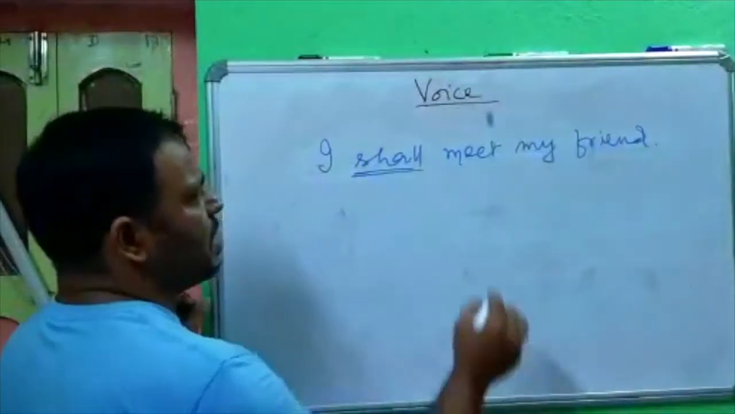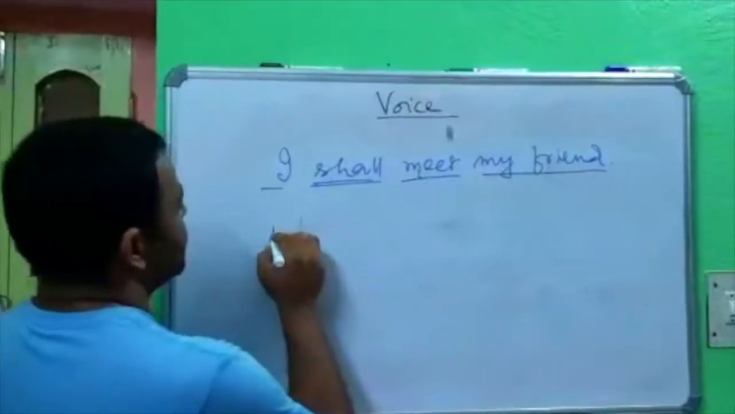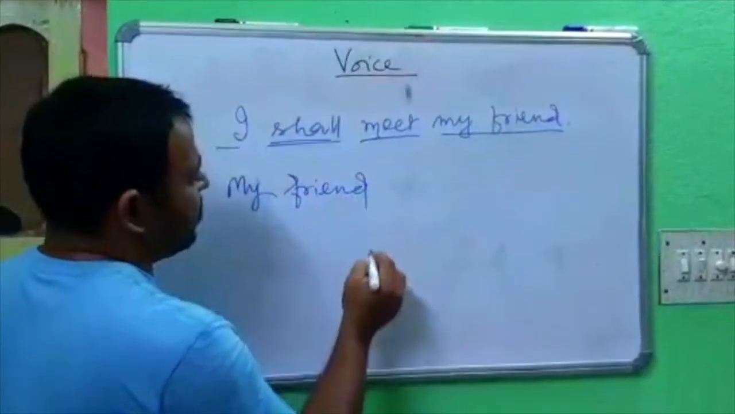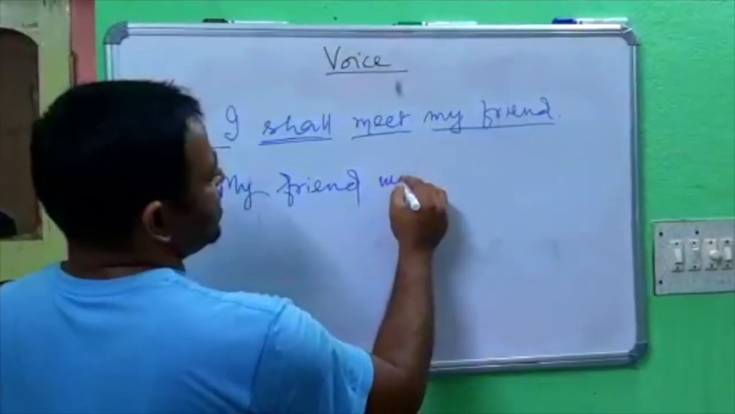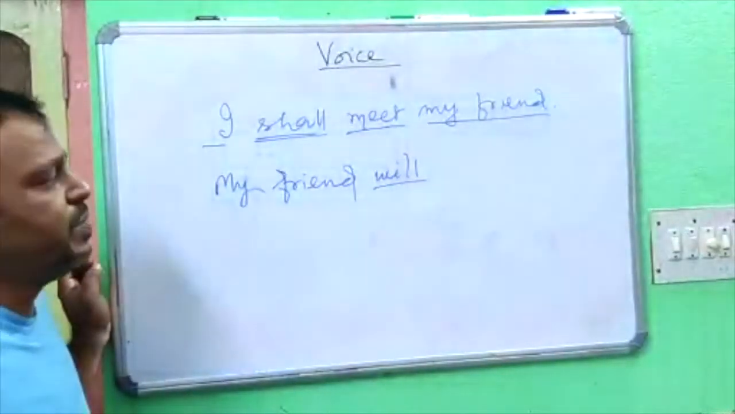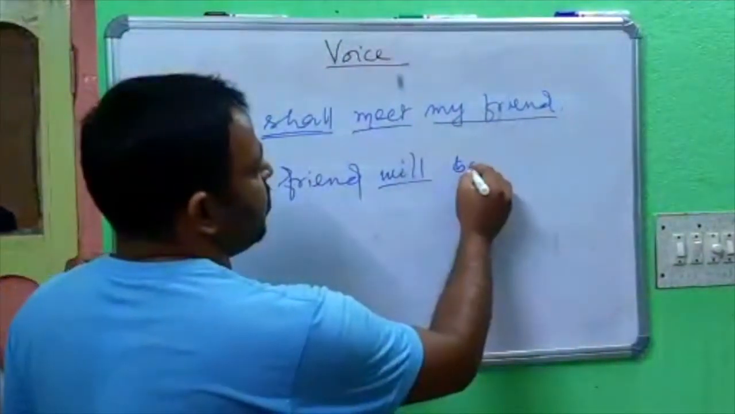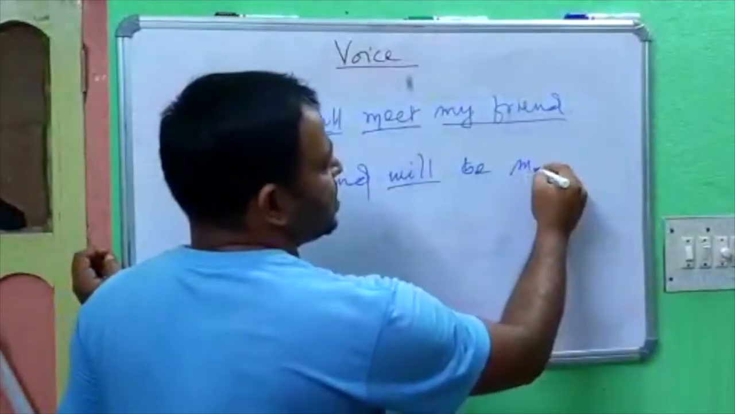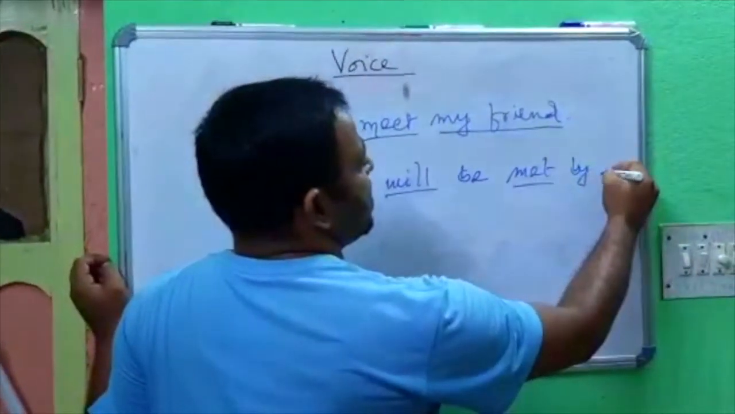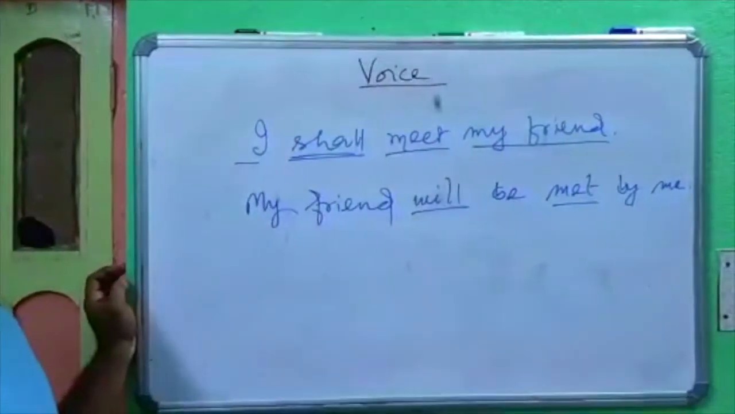It may be used. But here the object is my friend, I is the subject, and the finite verb is meet. So the object would be the subject, my friend. As it is in third person, the modal auxiliary would be will. I have mentioned that the be verb in its root form is used in future tense. That is, be, will be. And the verb would be in past participle form, that is meet, met. And the by subject would be me. So it is in future indefinite tense.